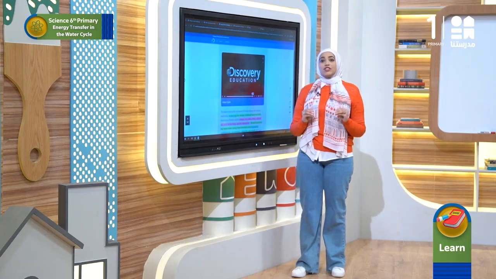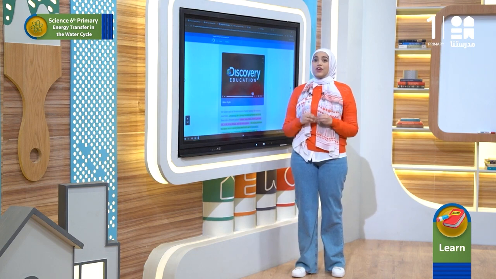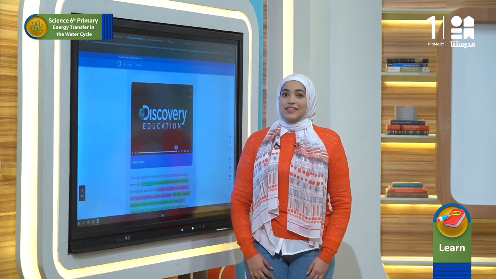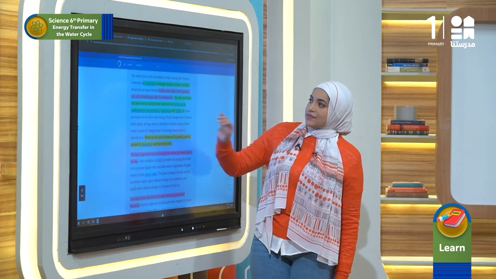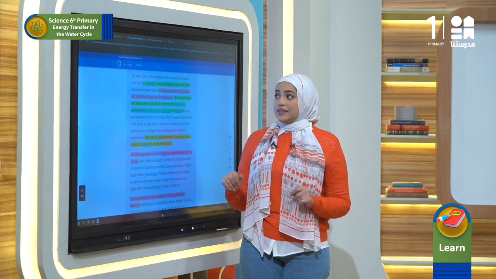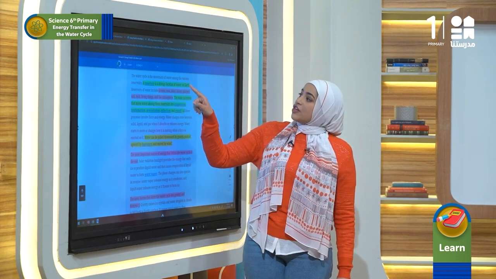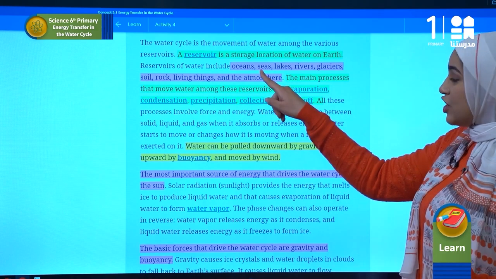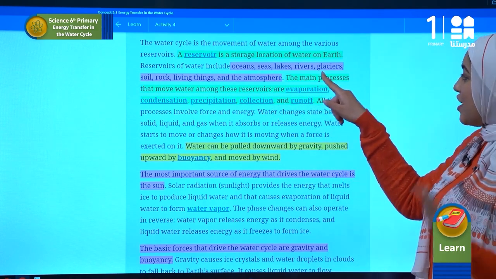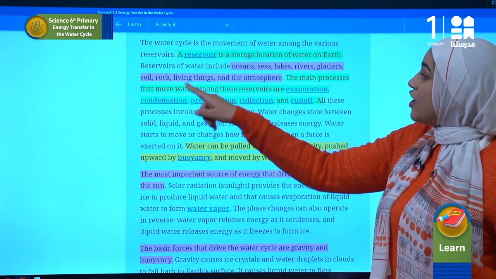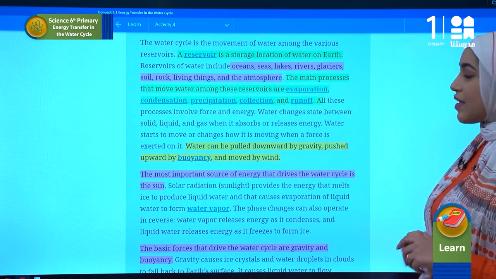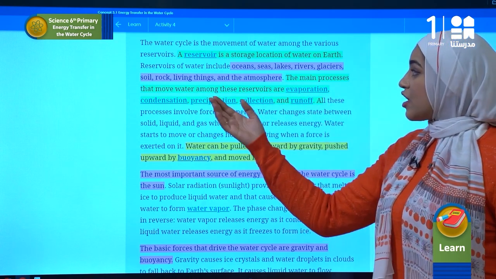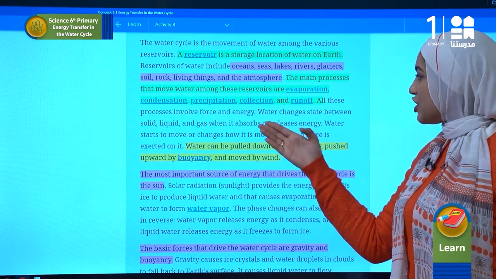Now let's review the most important information we have got from the video, the text, and also from your discussion with your colleagues. We learned that a reservoir is a storage location of water on Earth. Reservoirs of water include oceans, seas, lakes, rivers, glaciers, soil, rock, living things, and the atmosphere. The main processes that move water among these reservoirs are evaporation, condensation, precipitation, collection, and runoff.